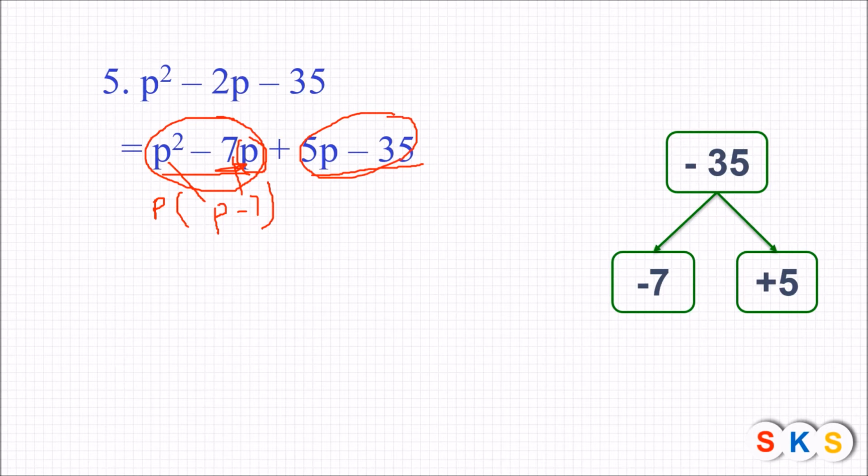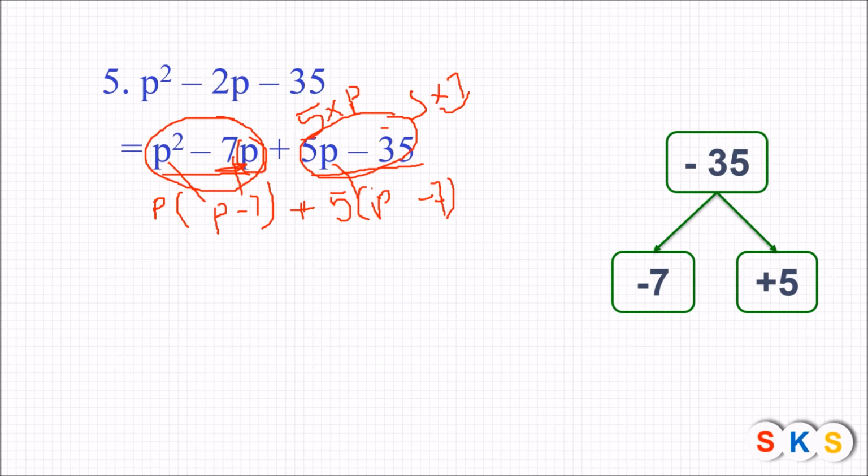And what is common in the next group? The common is 5 because 5p means 5 into p, and 35 means 5 into 7. So what is common in these two terms? The common is 5. So we will write here 5 as a common. What will be left in the bracket? If I take 5 as a common, here one of the p will be left. And here what will be left? Here 7, so minus 7. So you'll get this step.